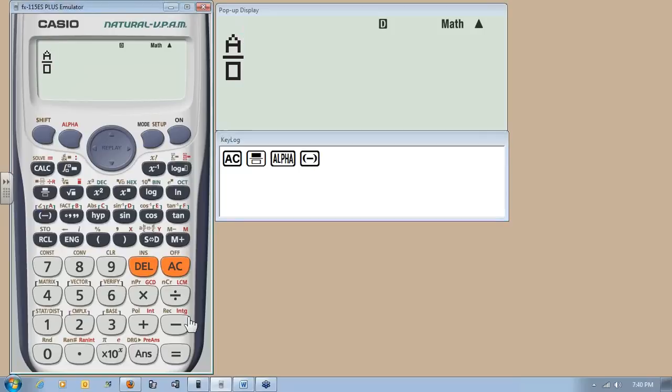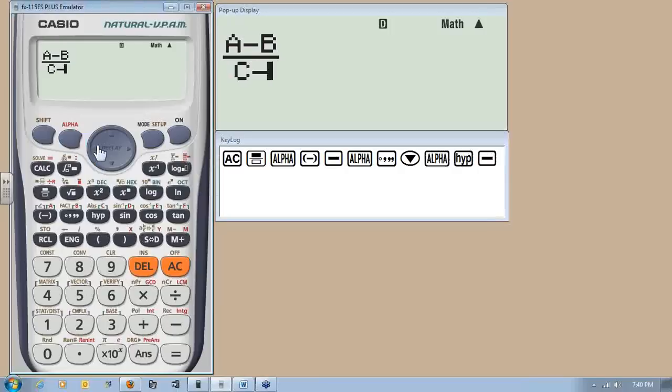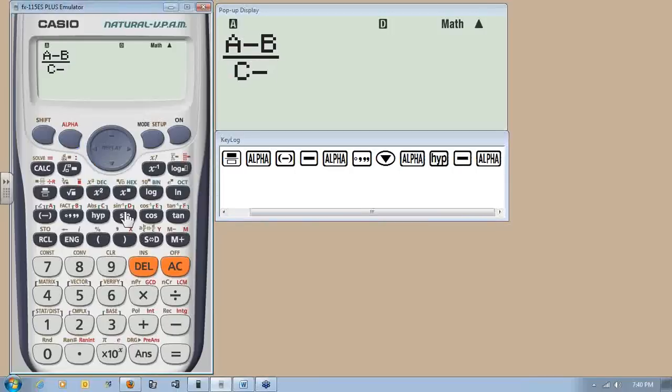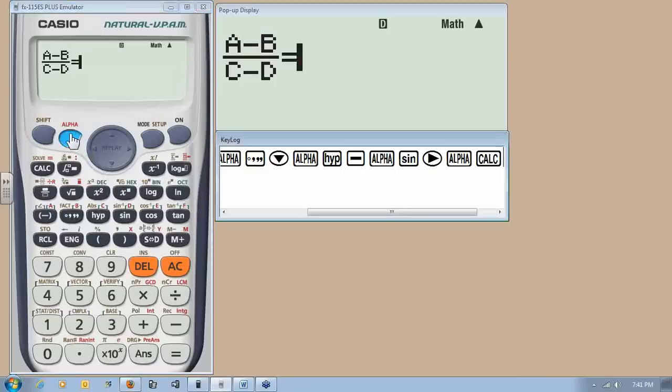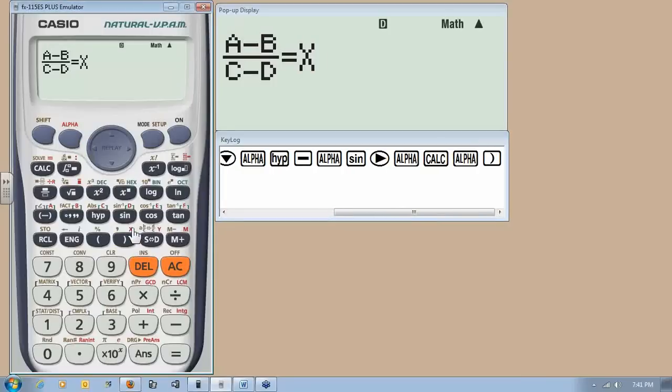So I'll go alpha A minus alpha B. Those are my y coordinates. Toggle down. Alpha C minus alpha D. Those are my x coordinates. Changes in y versus changes in x equals, and I'm going to put this in the X variable. I'm going to use X as a variable. I wish I could use a different variable, but that's what I'm going to use for right now. Sometimes it will give you issues if you use Y or Z, so I'm going to use X because I know that works.